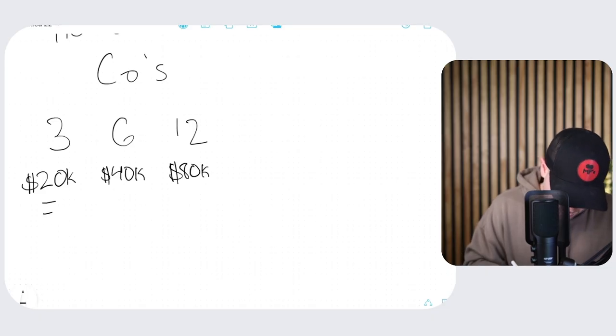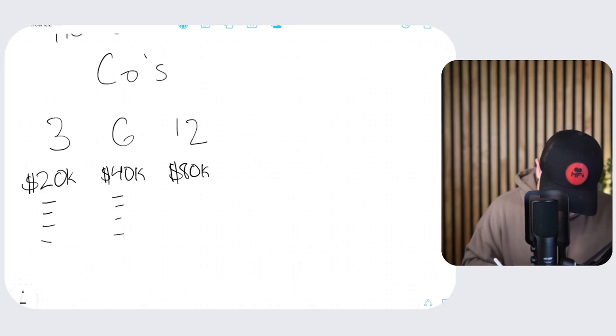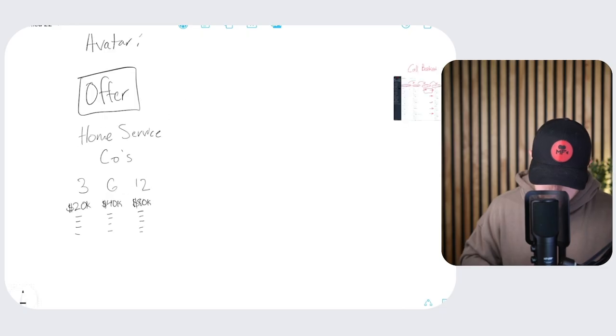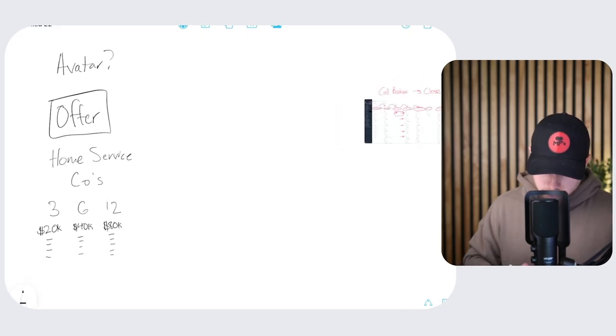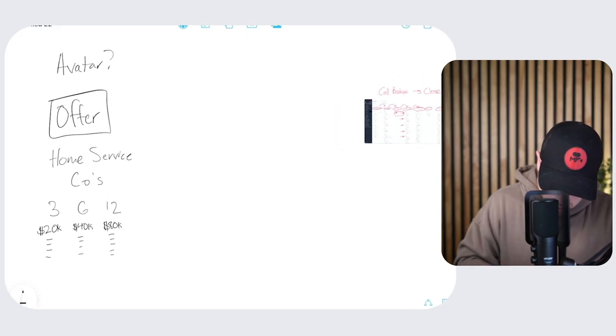And then under each one of these, we have a certain amount of videos that we're giving them every single month. Great. Now we have our offer. So now we know who we're going after. We know the offer. Now we have to actually create an ad.